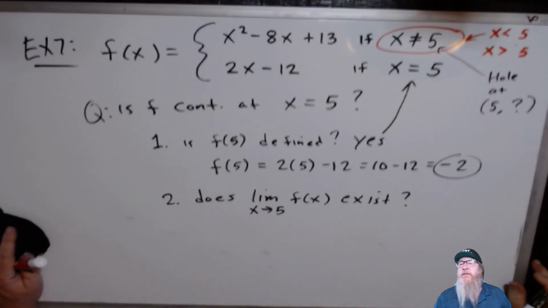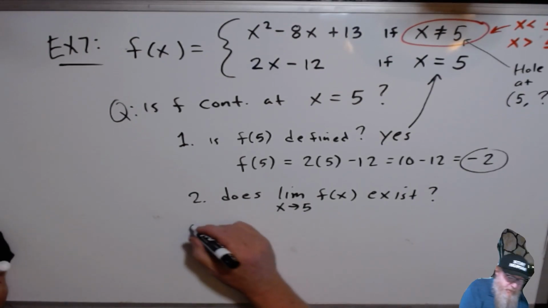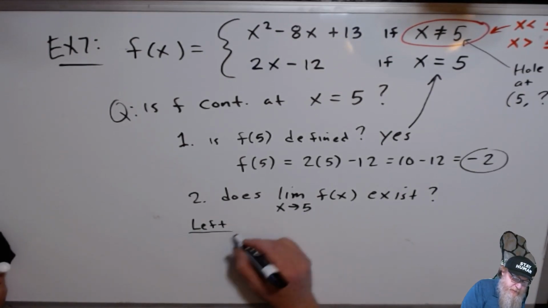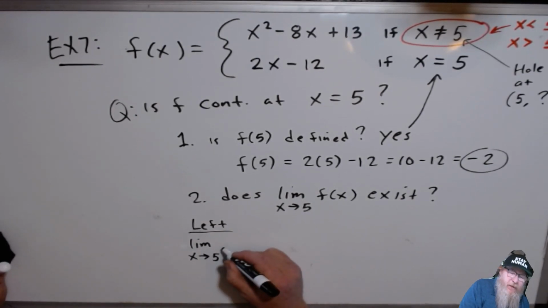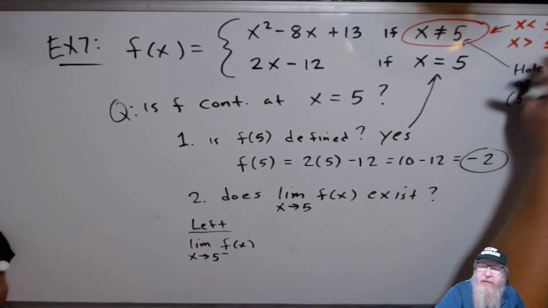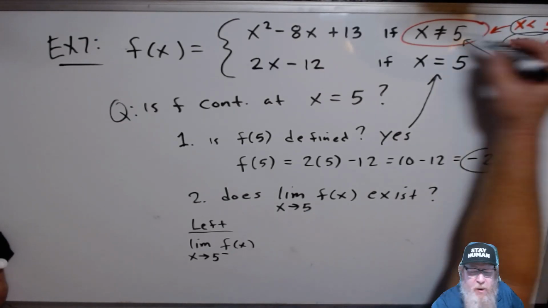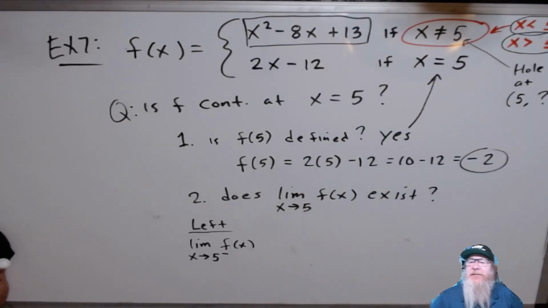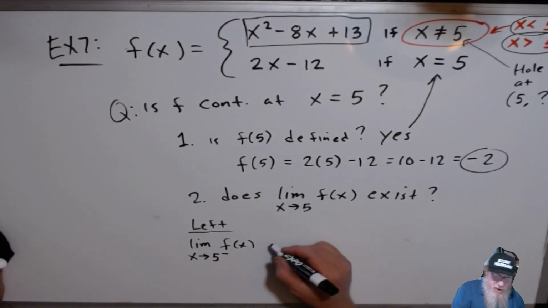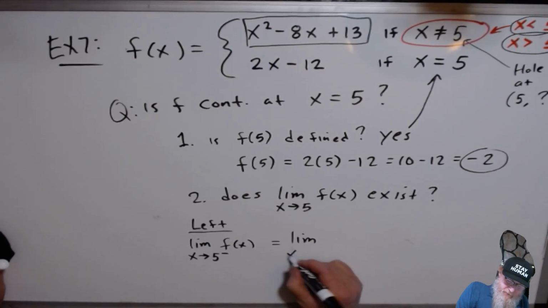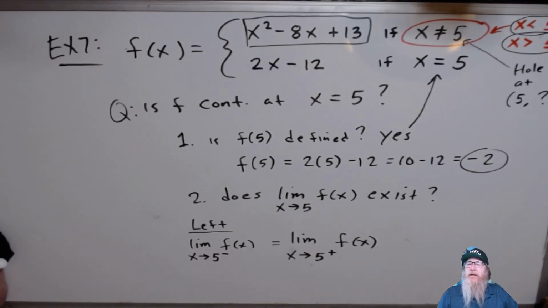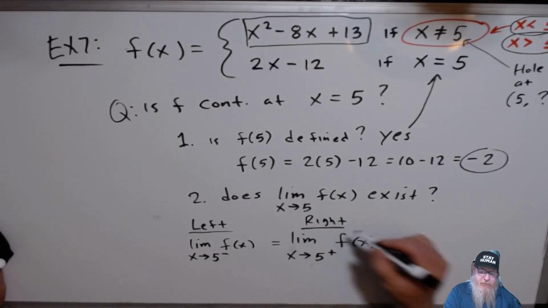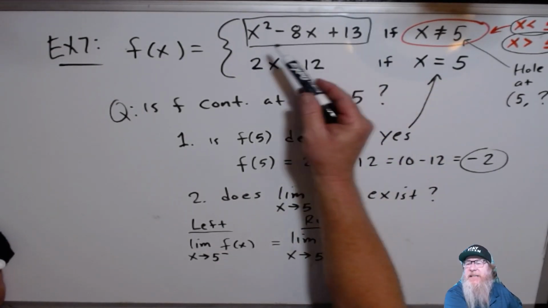Well, I don't know. I'm going to find out, right? So let's do the left and the right. Now, interesting about this example, the left and the right both occur in the same piece. So I already know that these are going to be equal to each other. The left and the right are equal to each other because they're both existing in the same piece.